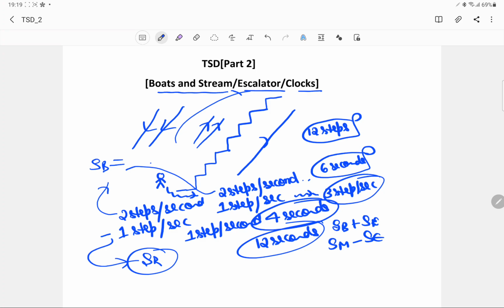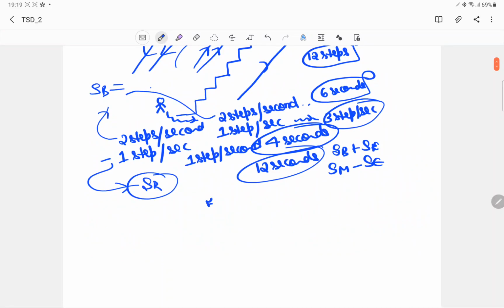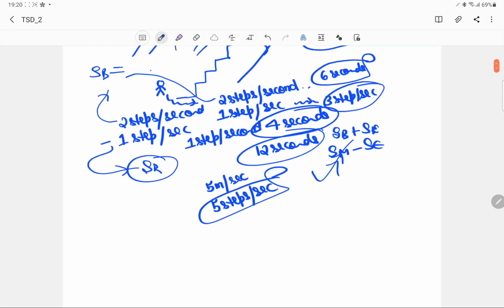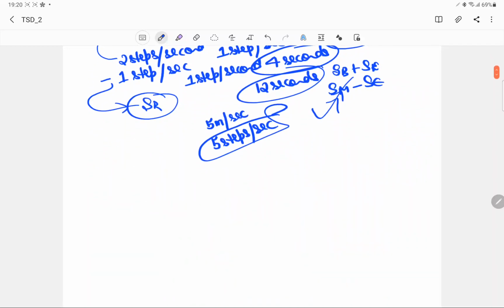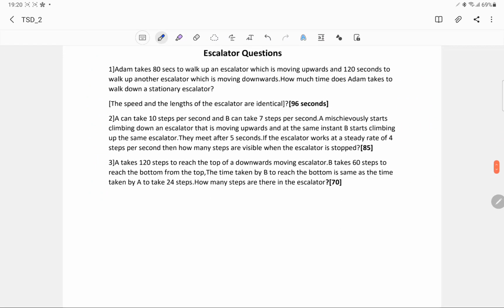The only difference from rivers is that in rivers you generally say it is covering 5 meters per second, and in questions like the escalator you'll say he is taking 5 steps per second. The approach is similar. You just have to read the question, form the equations, and solve as given. Once we do some questions on that, you'll get it. So let's directly come to some questions. Let's see question number 1.